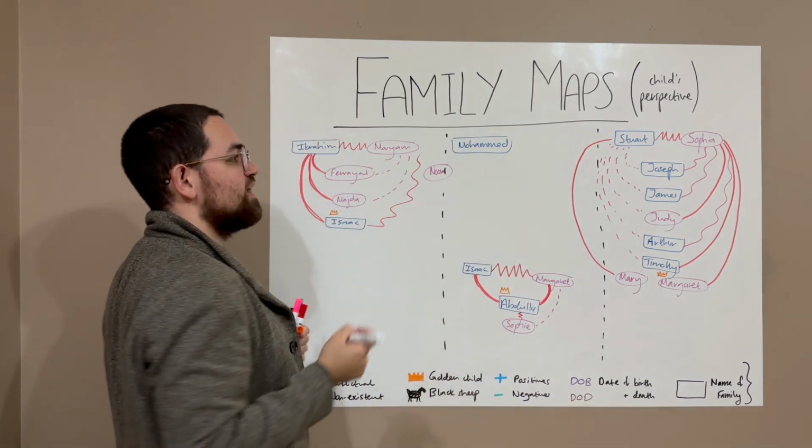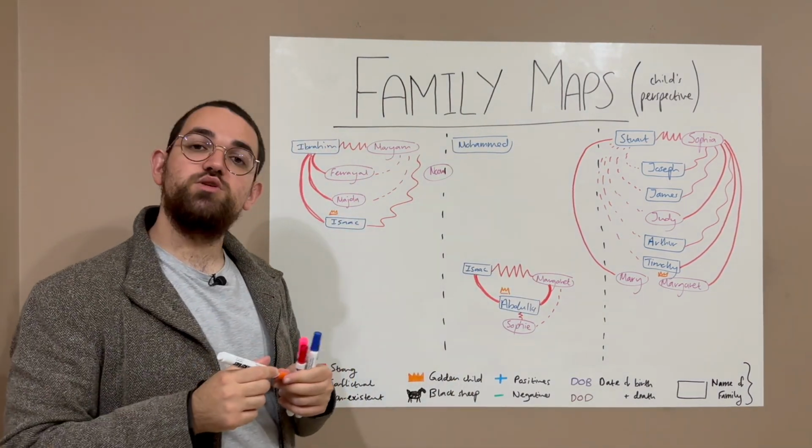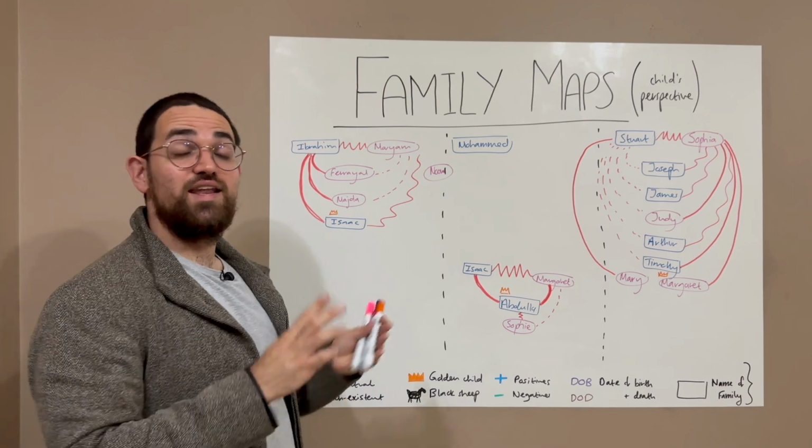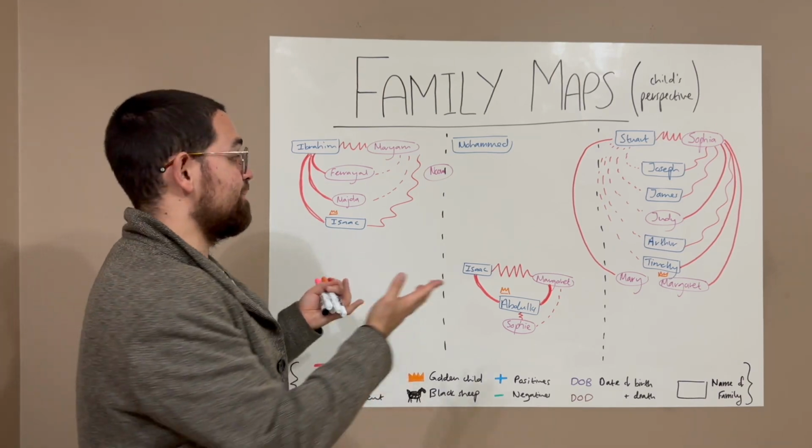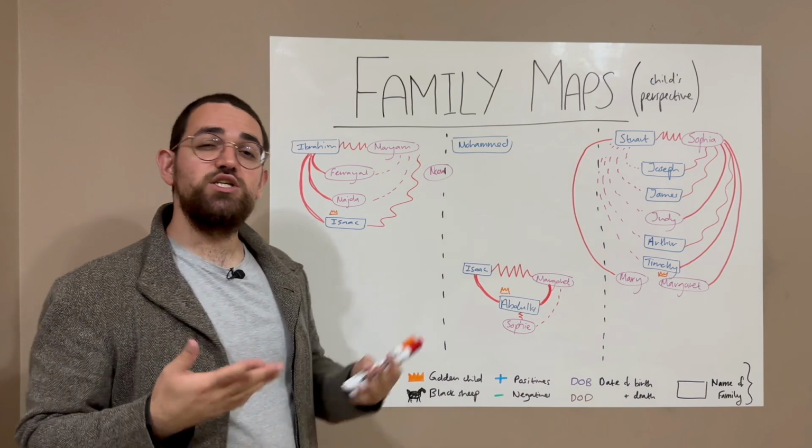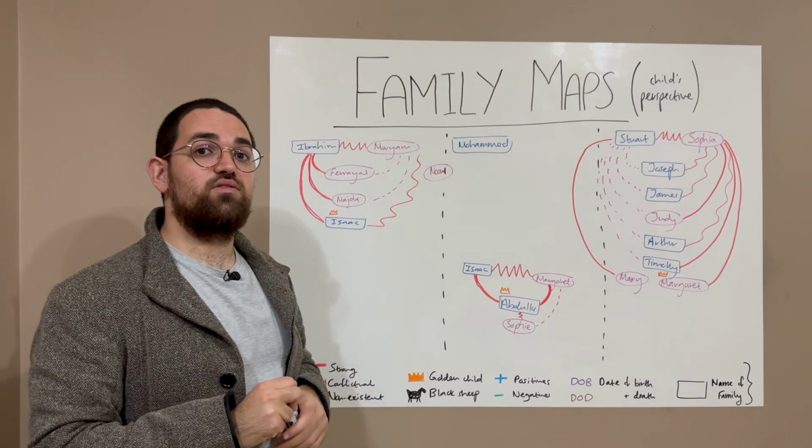And then we start to see patterns. That's so interesting that both my parents were golden children and I was a golden child. Now, that's not necessarily the case with everyone. Again, I'm making this up as I go along. But it'll be interesting to start to see certain patterns, okay?